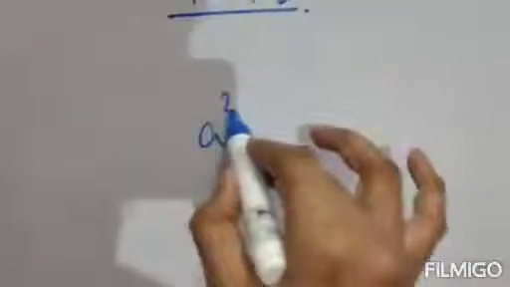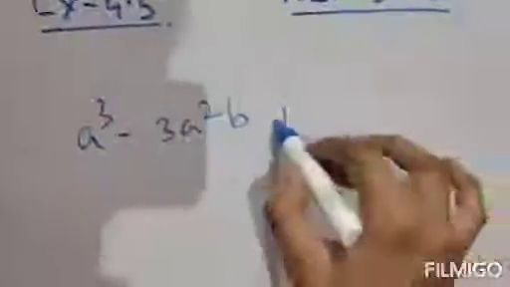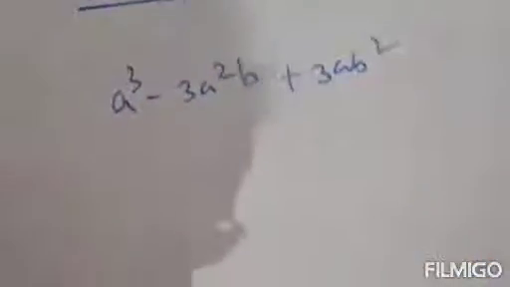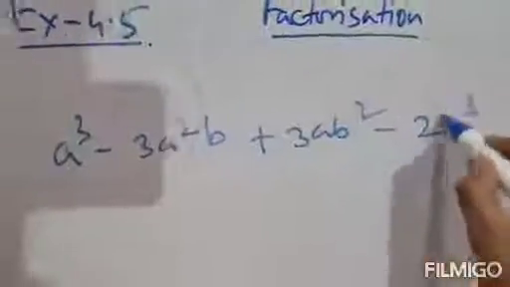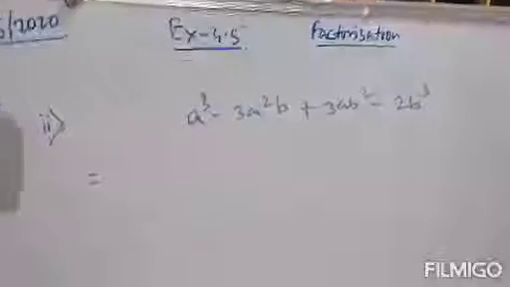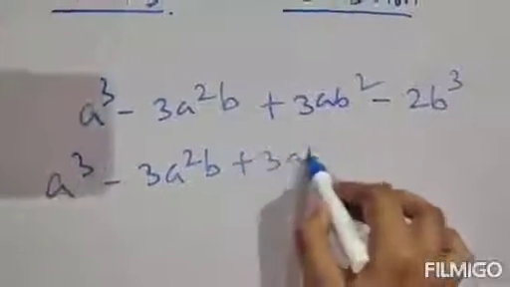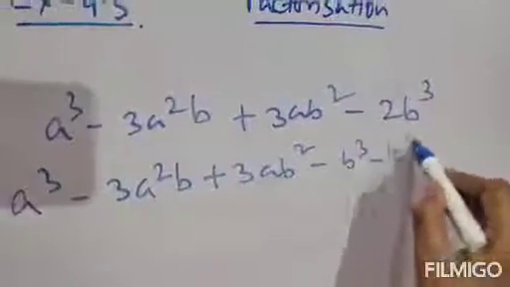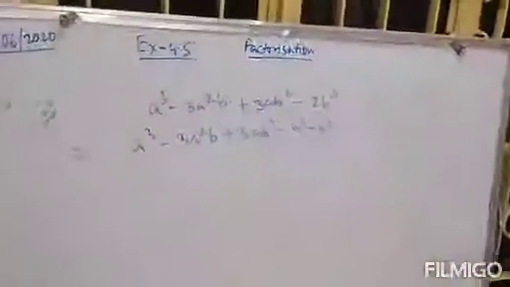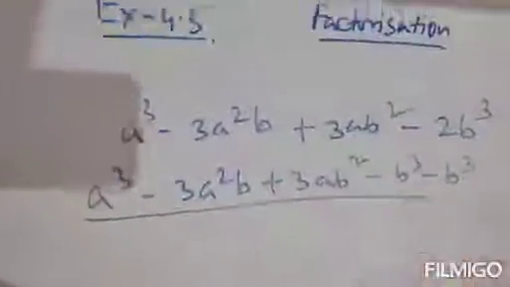Question is a to the power 3 minus 3a square b plus 3ab square minus 2b cube. This is also an important question. So just look very carefully at the expression. We can write this expression like this. The minus 2b to the power 3, we have split into two parts, that is minus b to the power 3 and minus b to the power 3. Now this is the formula of a minus b whole to the power 3.